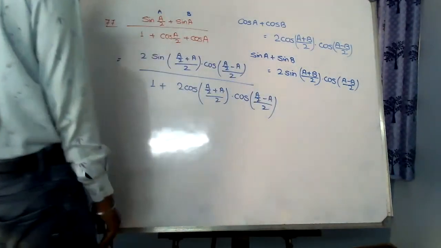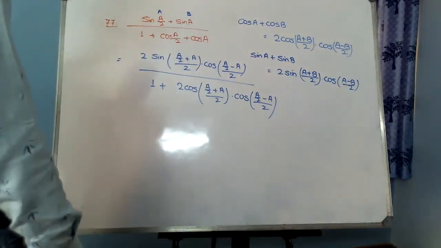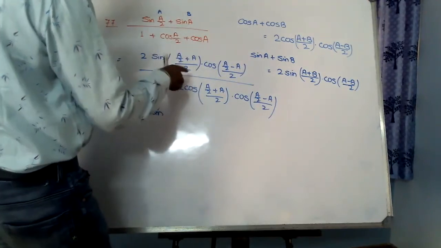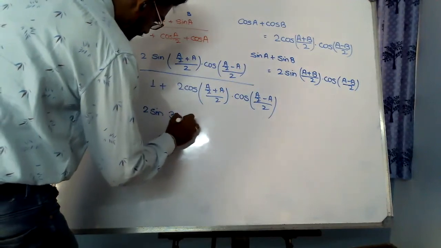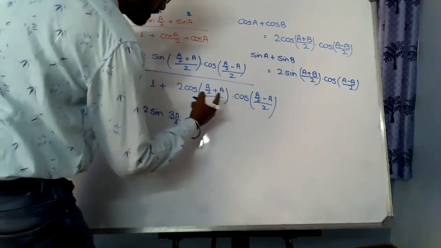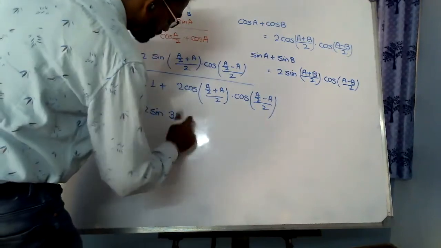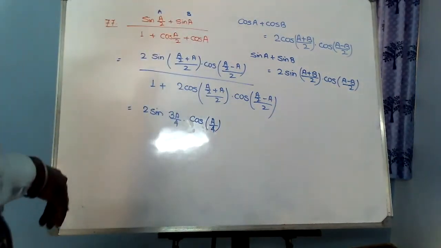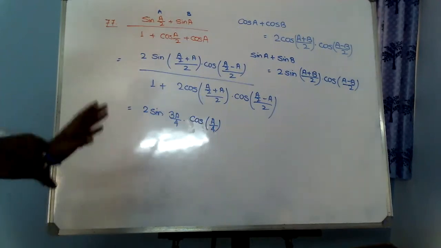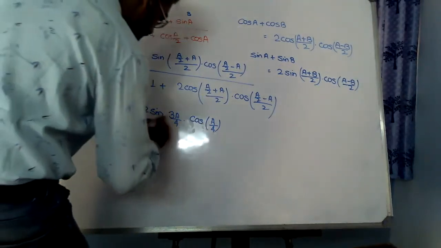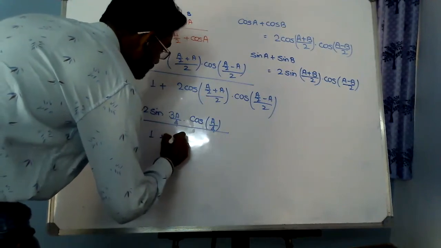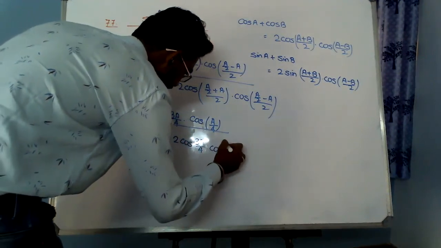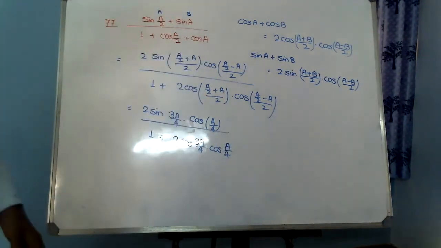A lot of people think we'll cancel it out, but not, because there's a plus sign here, right? So what will I get here? 2 sin, if you simplify this whole thing, it will give you 3A by 2, so 3A by 4, into cos of minus A by 4. So don't get confused there: cos of minus theta is cos theta itself, that's what I have used. So I'll write cos A by 4. Then 1 plus 2 cos 3A by 4 into cos A by 4. This is what I'll arrive at.